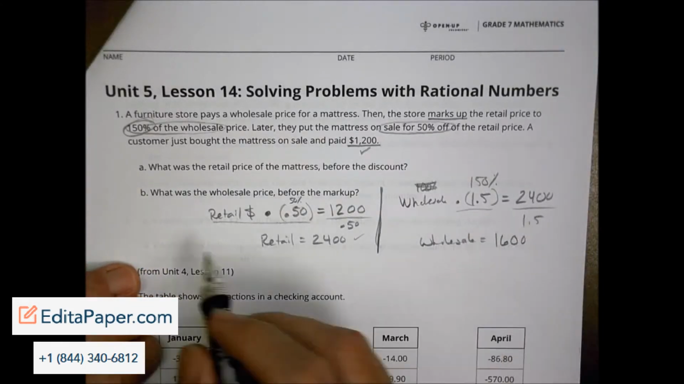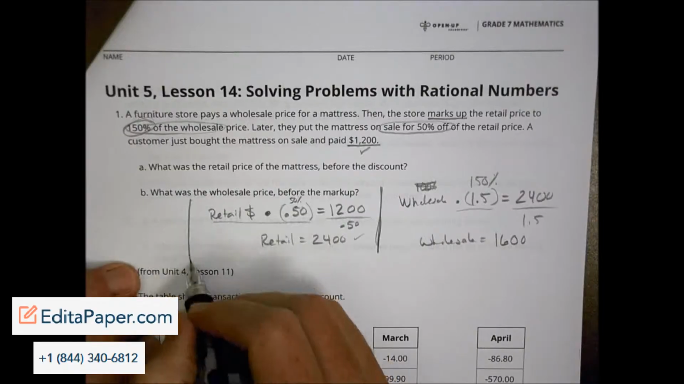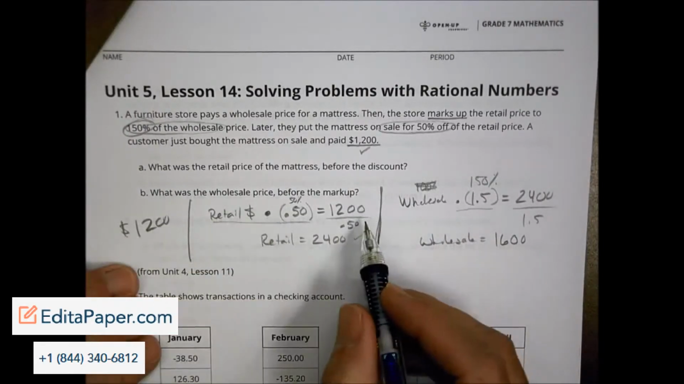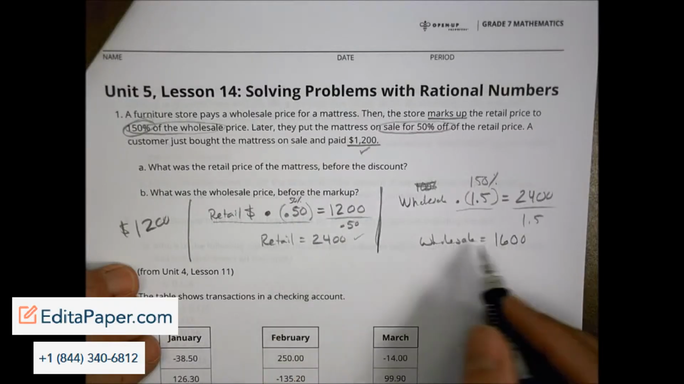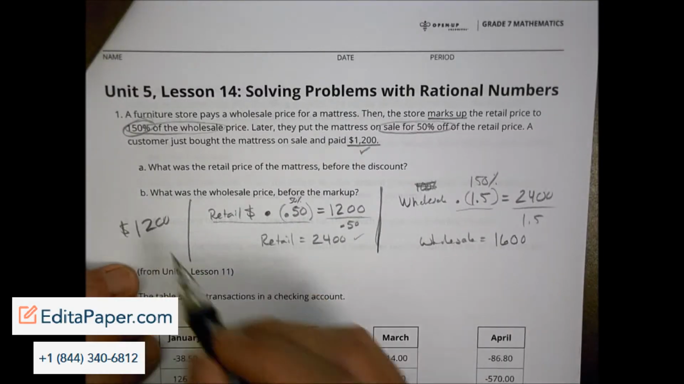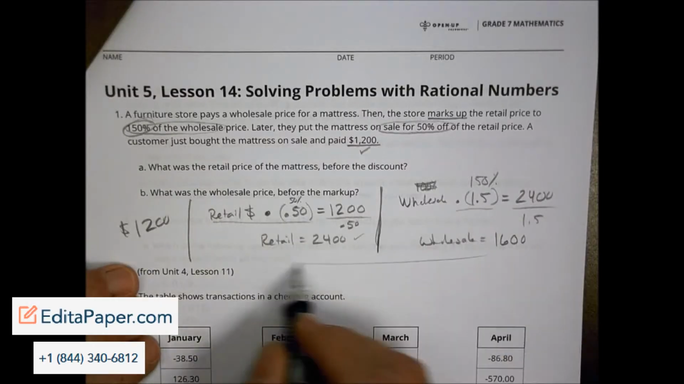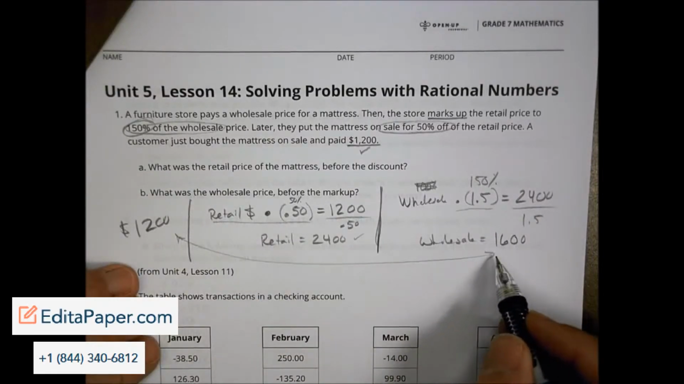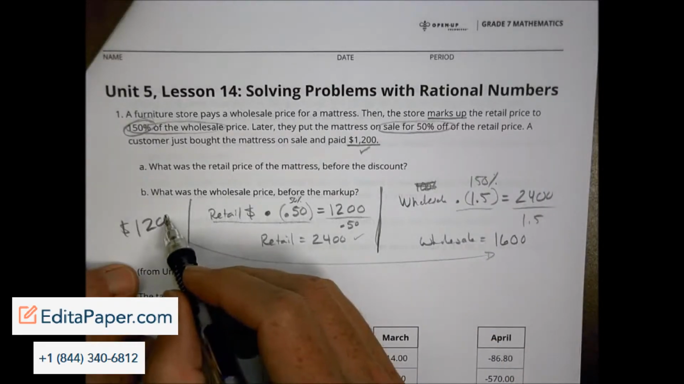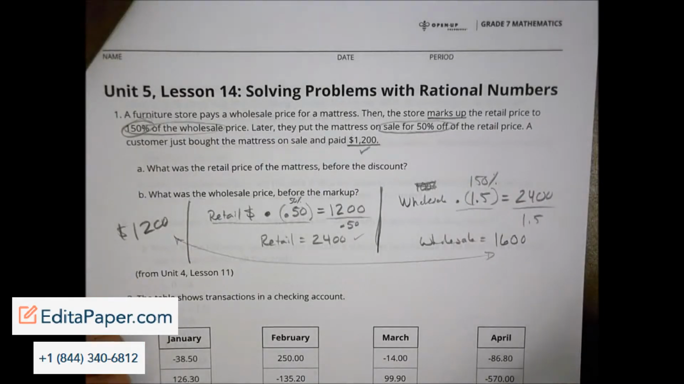So that means the customer who bought it for $1,200 got a good deal in terms of the retail, but the company itself bought it for $1,600. They're still making a profit, right? They're still making a profit of $400, because they're not, they're losing money. They bought it for $1,600 and they sell it for $1,200, losing some money there. Okay, all right, let's move on.